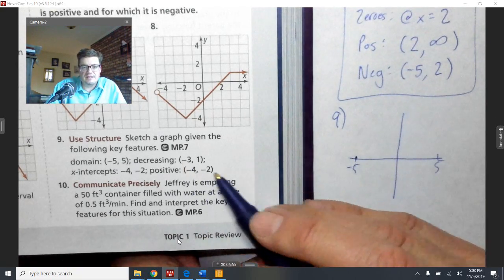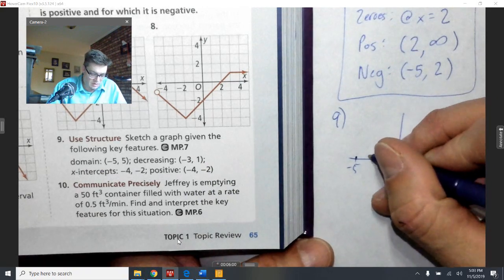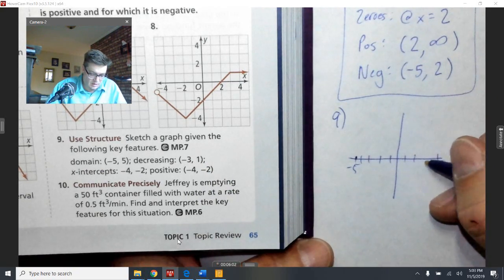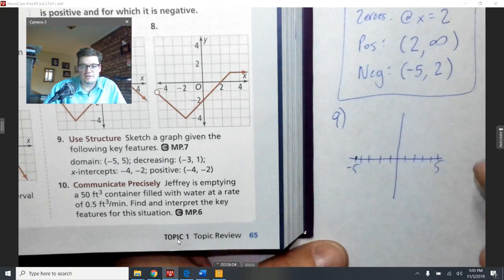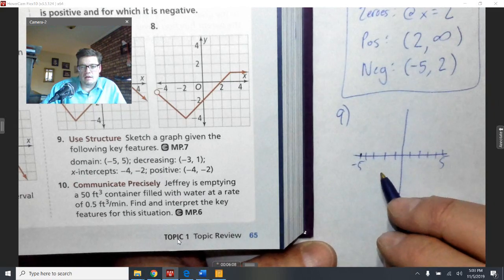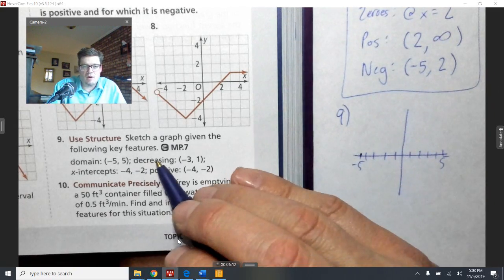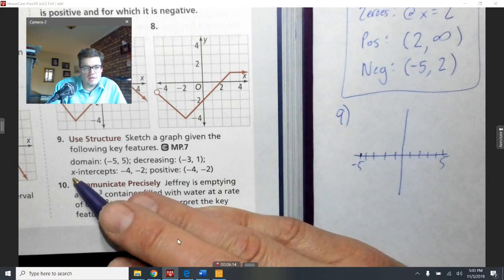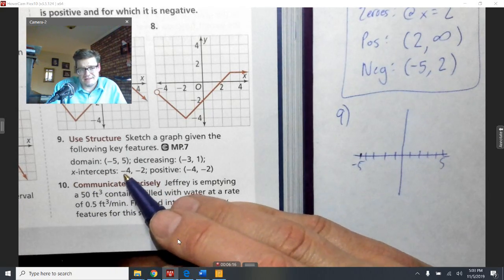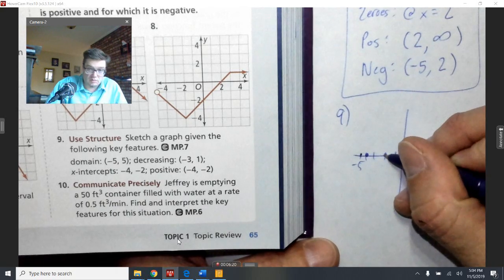Now it's decreasing from -3 to 1. So let me label -3. All right, I'll label those in here. So it decreases, but I don't know where it's actually going to go here. So I think I'm gonna hold off on the decreasing. There are x-intercepts at -4 and -2, so that is here and here. So that's kind of nice.